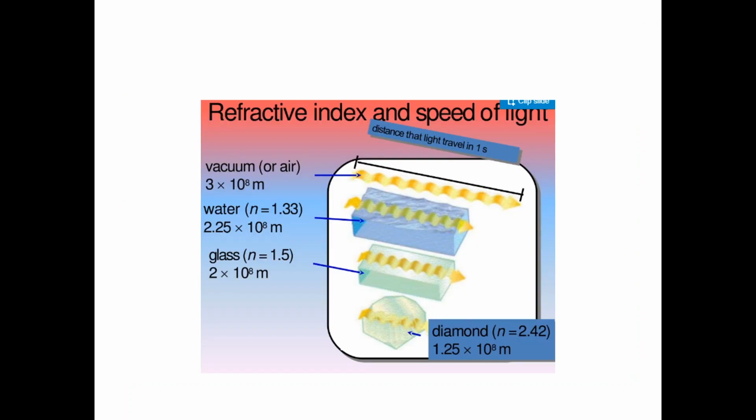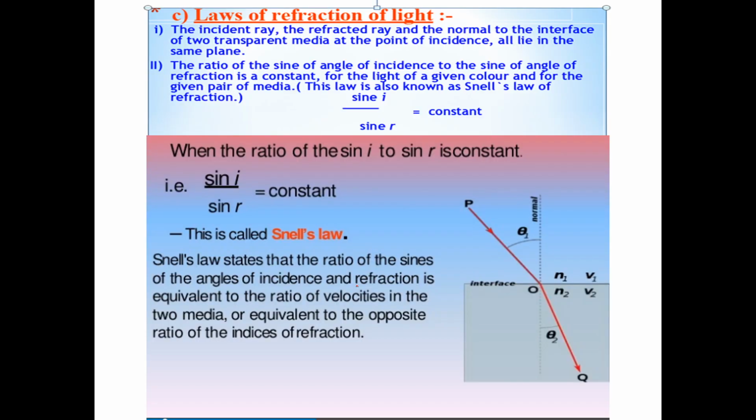Here you can see that the speed of the light in air is 3 into 10 raised to power 8 meter per second, water 2.25, glass 2.8, diamond 1.2. Very less speed in diamond, that's why the amount of bending will be maximum over here. Now you have studied about the laws of reflection. Here you will study about the laws of refraction too.